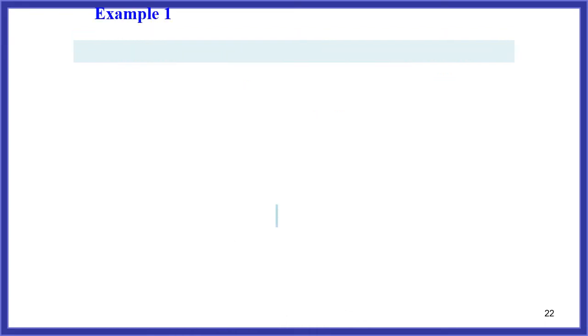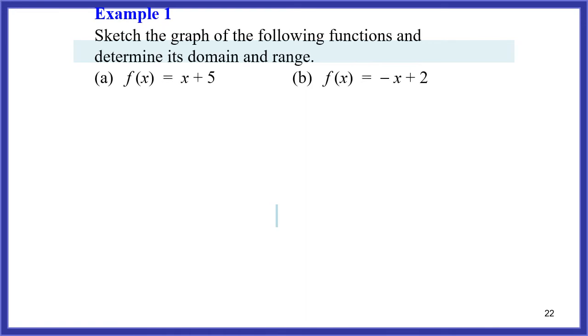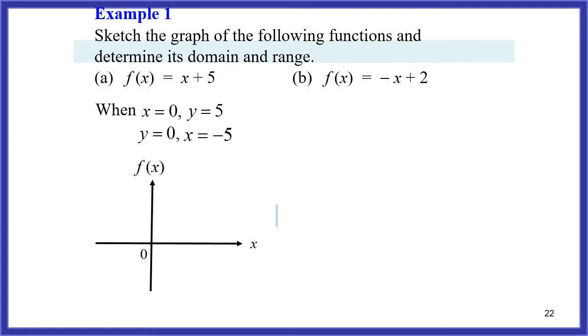Okay, so let's do some examples on sketching the linear graph. Sketch the graph of the following function and determine its domain and range. First, f(x) = x + 5. The two points we have: when x equal to 0, y equal to 5; when y equal to 0, x equal to negative 5. So plot the two points on the graph, 5 and negative 5, and then connect the two points to find the straight line. So this is the graph of f(x) = x + 5.